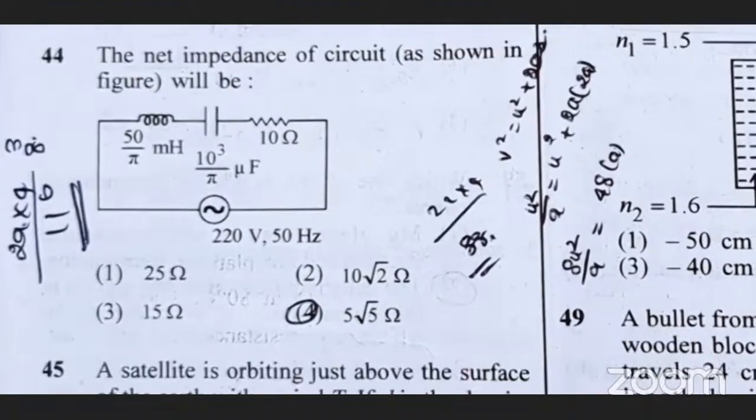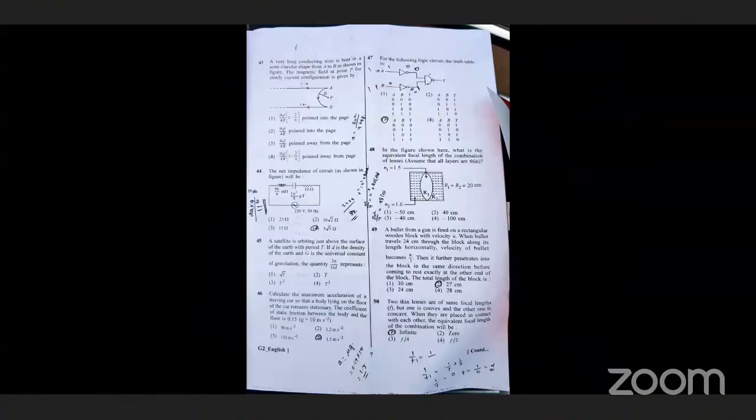Then the net impedance of the circuit, we need to calculate the net impedance of the circuit. So to find the net impedance of the circuit, we need to calculate the XL value as well as the XC value. So the impedance value is Z is equal to root of R square plus (XL minus XC) the whole square.